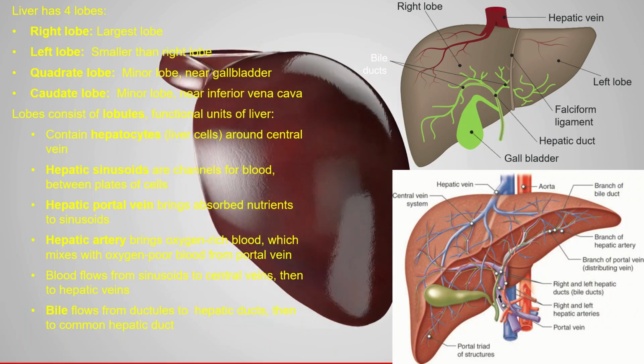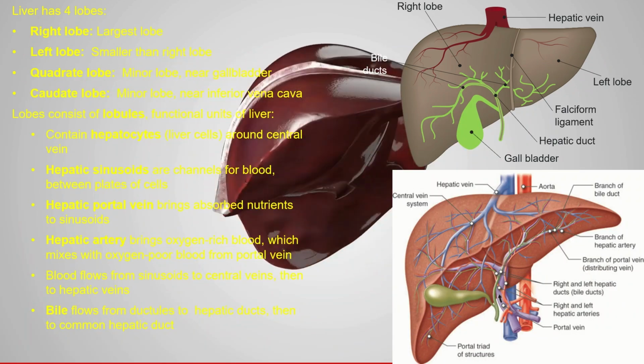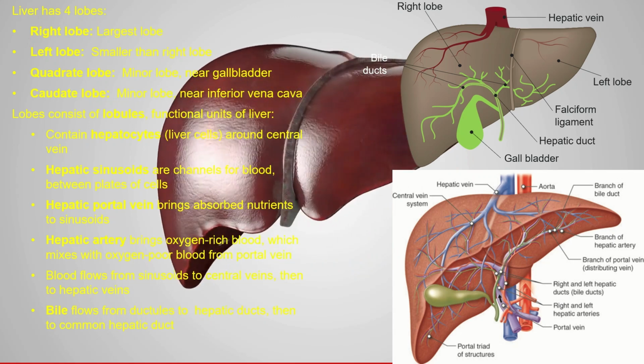The largest lobe of the liver is the right lobe, and the smaller is the left lobe. There are also two minor lobes of the liver, one near the gallbladder and the other near the inferior vena cava. The lobes consist of lobules, which are functional liver units. Hepatocytes are liver cells. Hepatic sinusoids are the channels of blood between the cells.